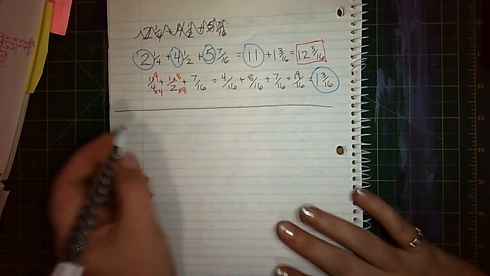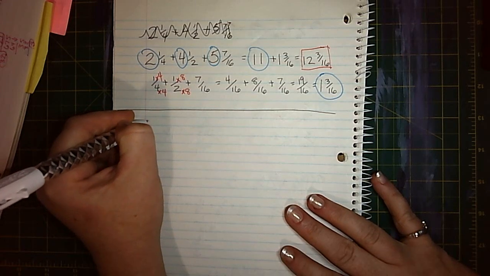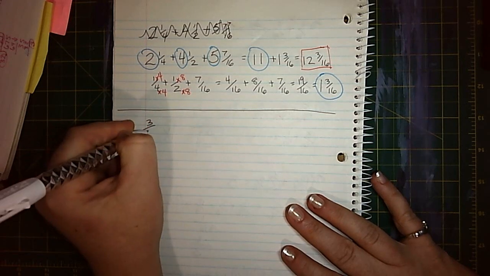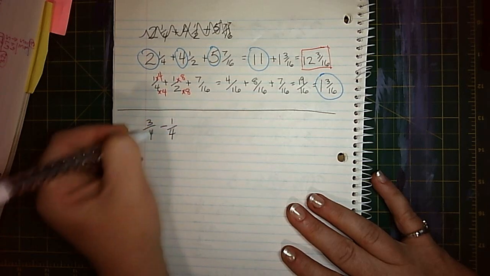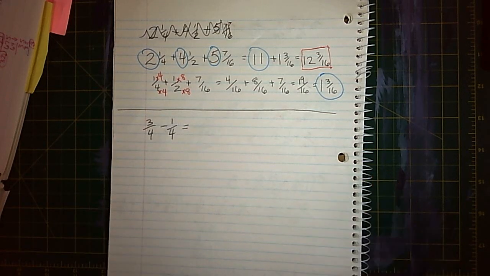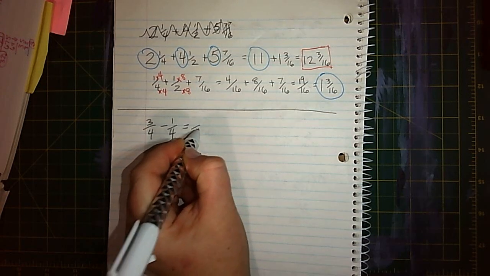So let's try this. What if I gave you, we'll start simple again, 3/4 minus 1/4. All right. Again, remember, adding and subtracting, we have to have apples to apples. So again, it's going to be something over 4.